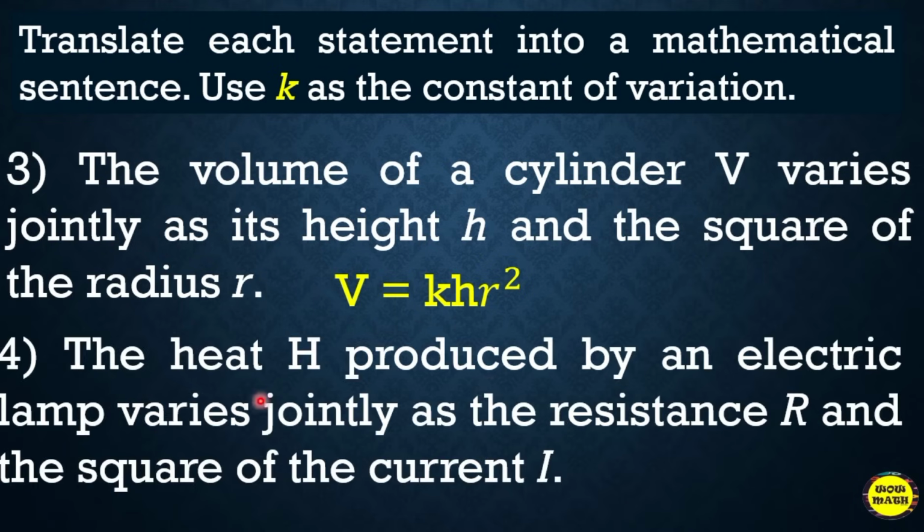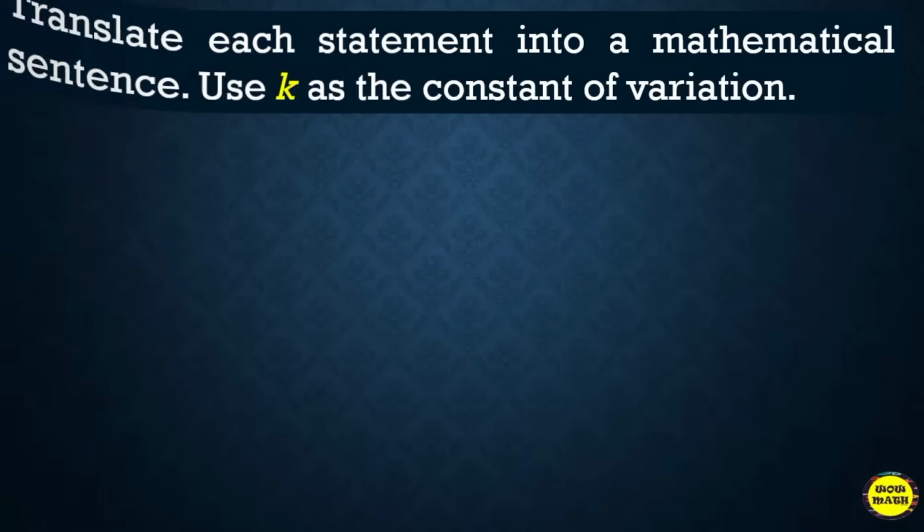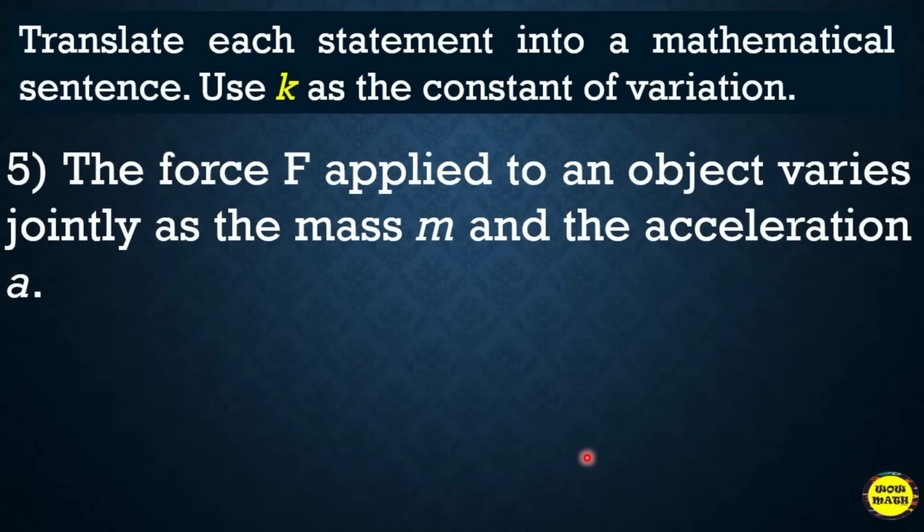For number 4, the heat H produced by an electric lamp varies jointly as the resistance R and the square of the current I. So may square ulit ito, so it means this is I squared. So that is H equals KRI squared. Or pwede naman mauna yung I squared bago yung R. Okay? Another, the force F applied to an object varies jointly as the mass M and the acceleration A. So that is F equals KMA.